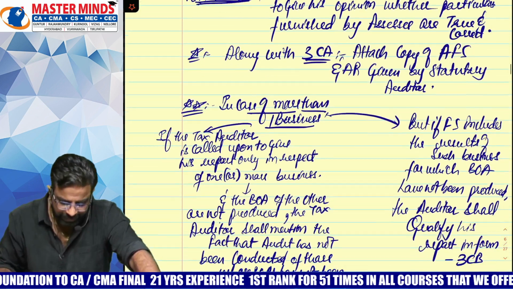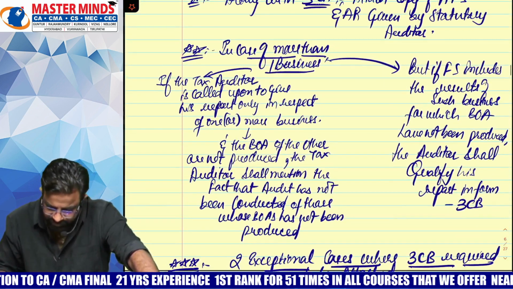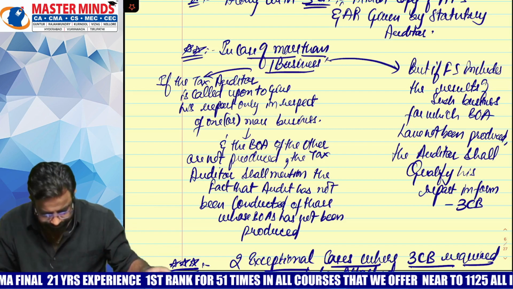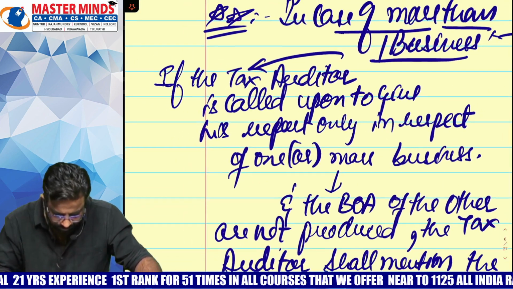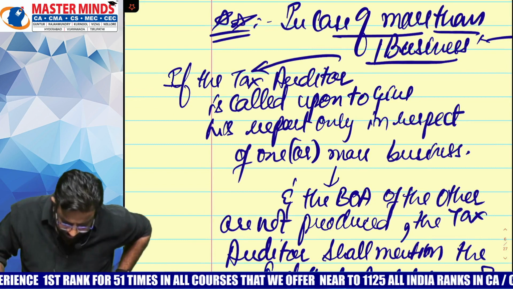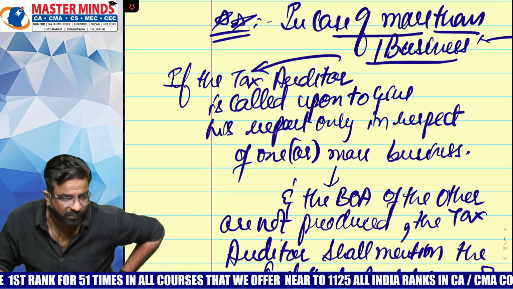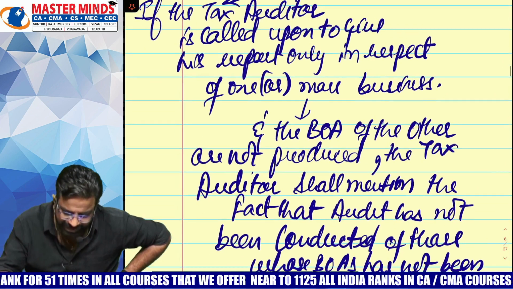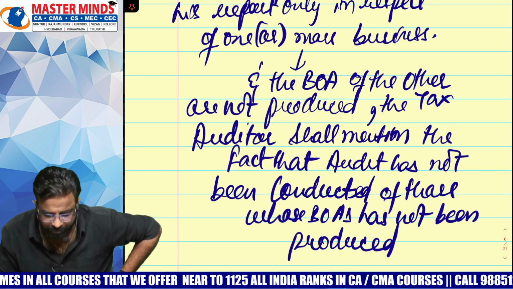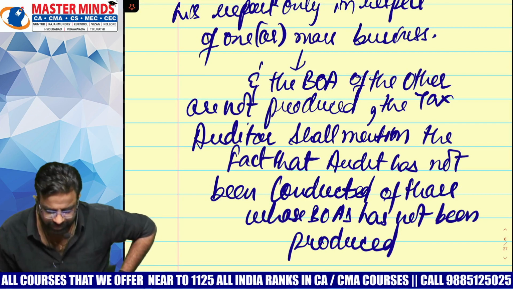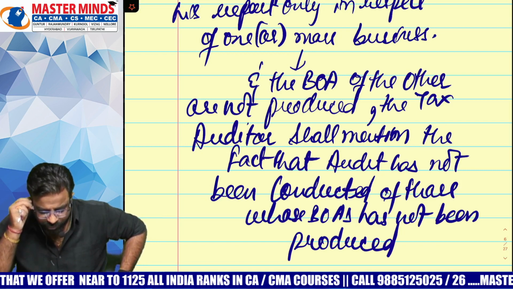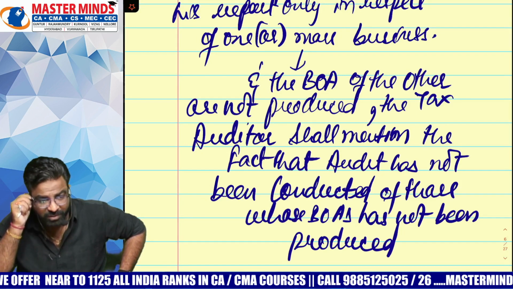Right? Next one. These are a few facts which you need to be very careful about and read slowly. Read point number 1. What is written? If the tax auditor is called upon to give his report only in respect of one or more businesses and the books of accounts of other businesses are not being produced, the tax auditor shall mention the fact that audit has not been conducted for those books of accounts which have not yet been produced.